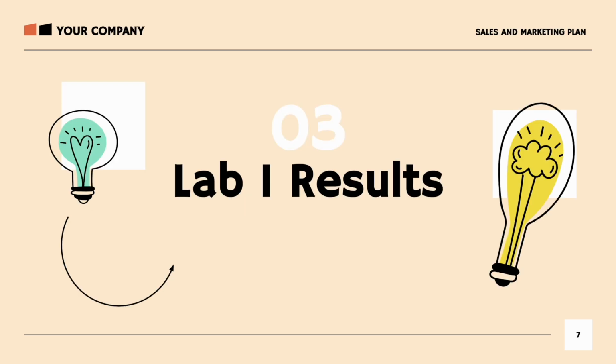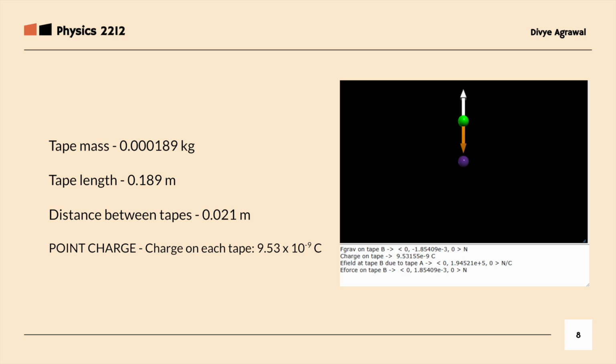Here are my results from lab 1. So this is the one before. Some brief overview, we have the tape mass, length, and then the distance. The value that we got from this is 9.53 times 10 to the negative 9 coulombs. That's just important in this next lab.